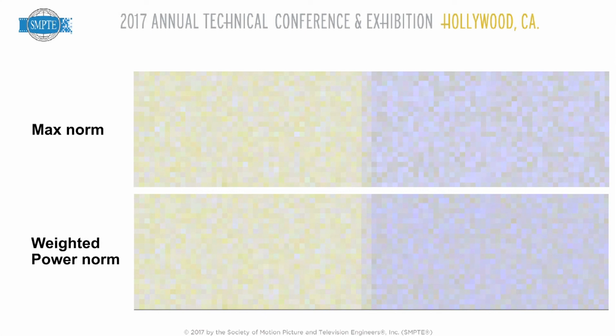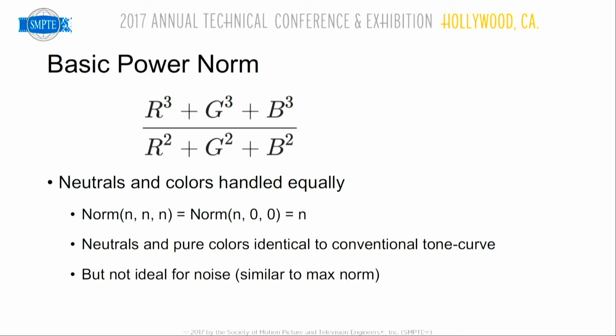So the weighted power norm is something that was suggested during the ACES development by Lars Borg. And it's a very interesting idea. It solves the neutrals and color problem. If you think about a value of N,N,N and you calculate the norm of that, you get the same thing as you would for N,0,0, which is just N. So reds and neutrals would go through the tone curve at the same point. But from a noise point of view, it's not ideal because it's similar to the maximum in the sense that the largest channel tends to dominate.